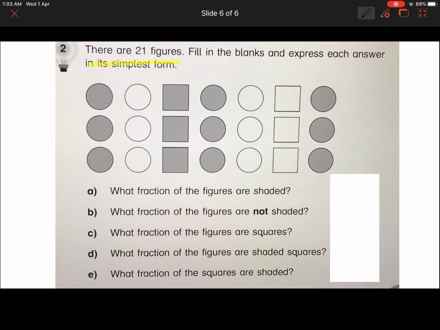Now, to make it simplest form means out of 21, how do I group them into equal groups? That means every group must be equal in number. We will know this by looking at the question. Let's look at question A. What fraction of the figures are shaded? So this means I need to put them into equal groups, shaded and unshaded groups.